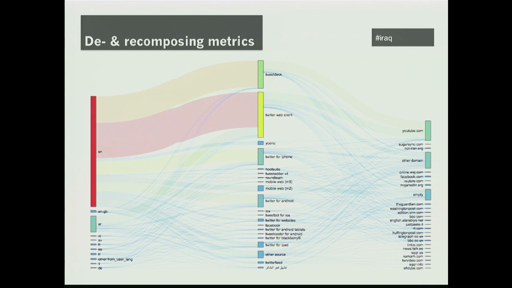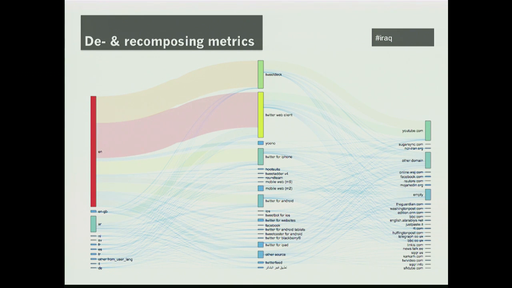This Sankey visualization is an ecological profile of the hashtag Iraq, which was very central in our data set with the rise of IS at the time. The left side shows the language from which people tweet. The middle shows from which device the different tweets are being sent. And the right side shows the URL the specific tweet points to.